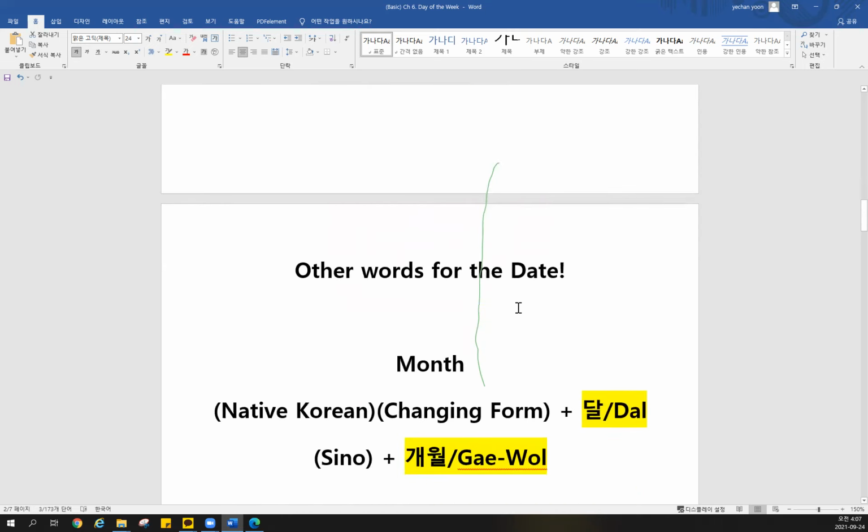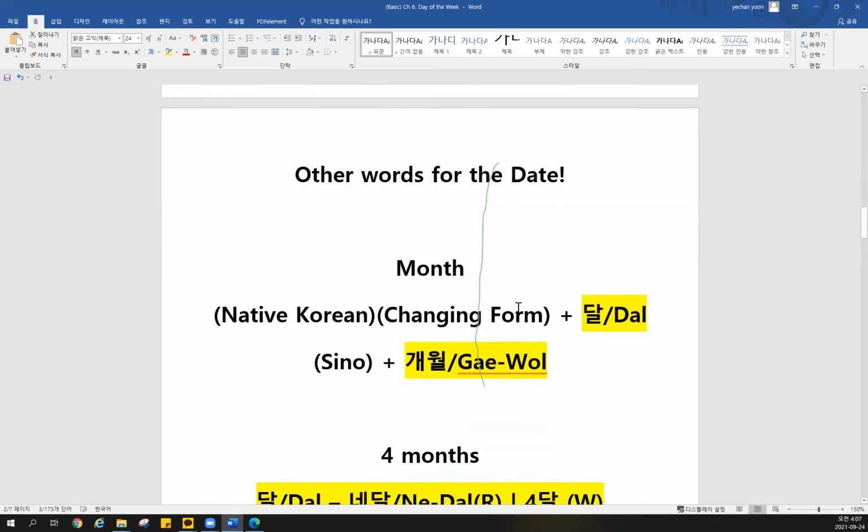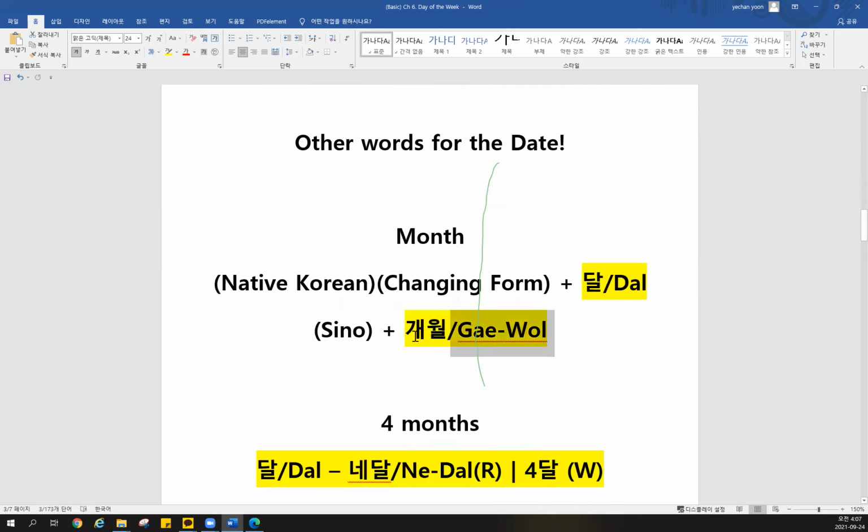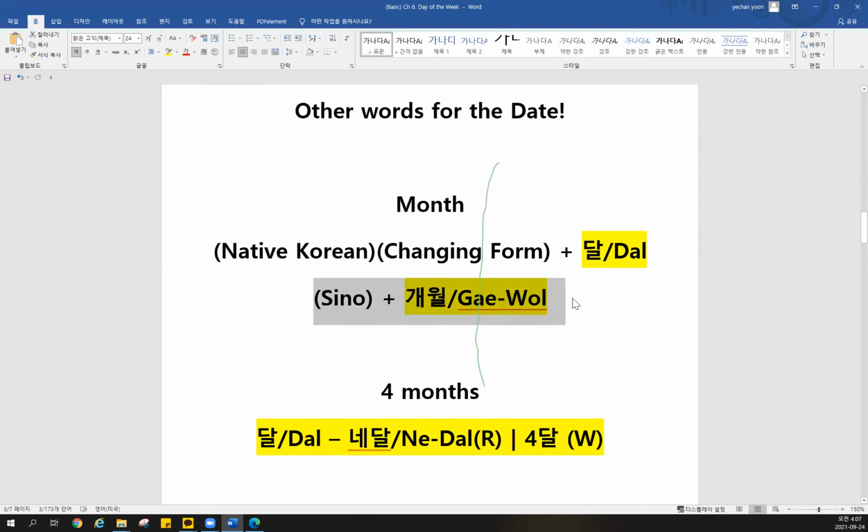And then other words for the dates. Okay, so in the previous class we learned about 개월 before. But at the same time, we also have another counting word, which is 달. 달. Okay, 개월 was combined with the Sino counting version. But 달 has to combine with the native Korean changing form.